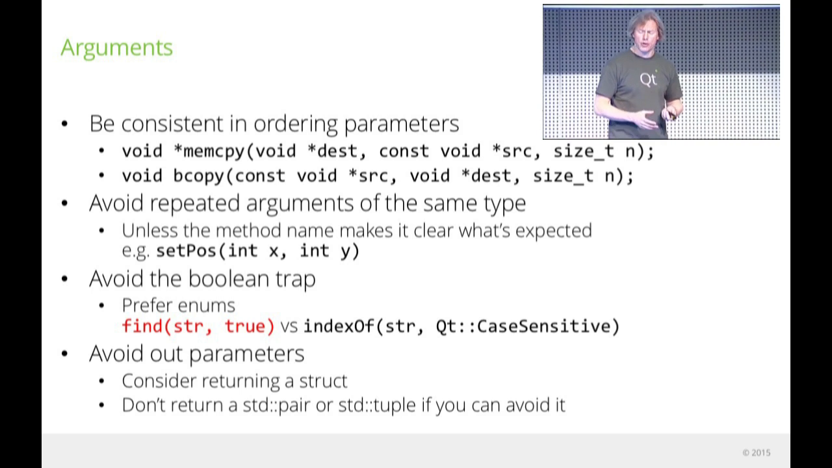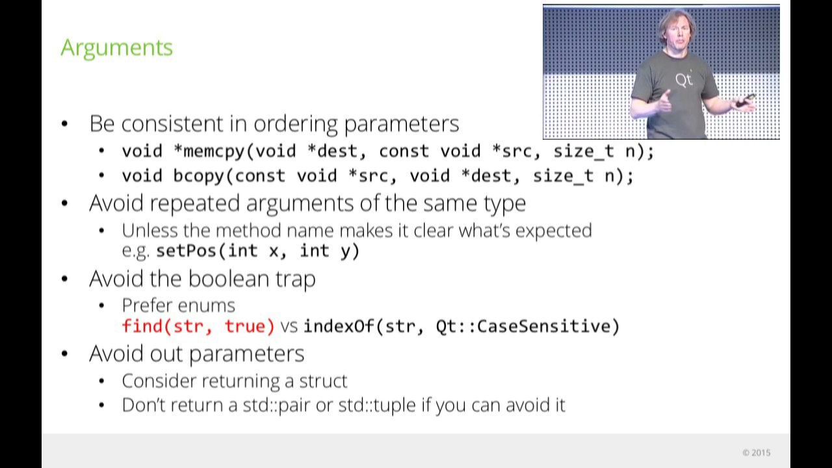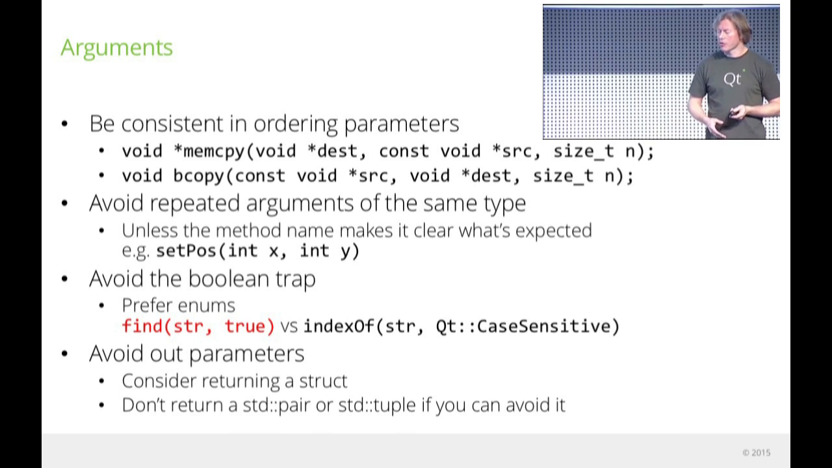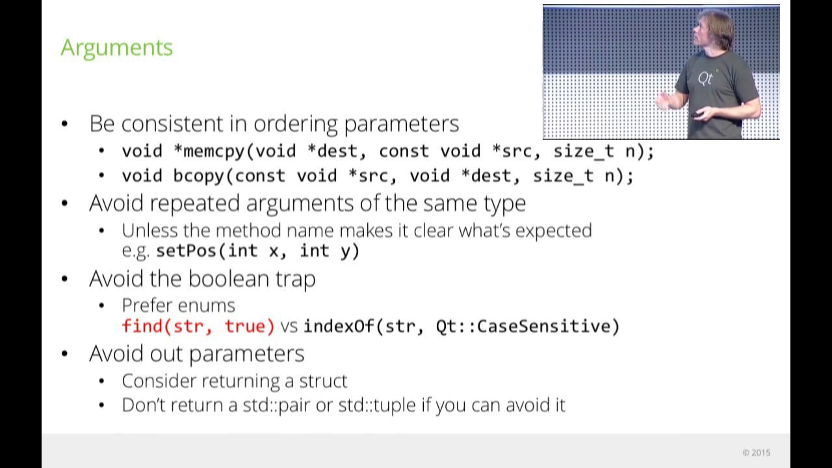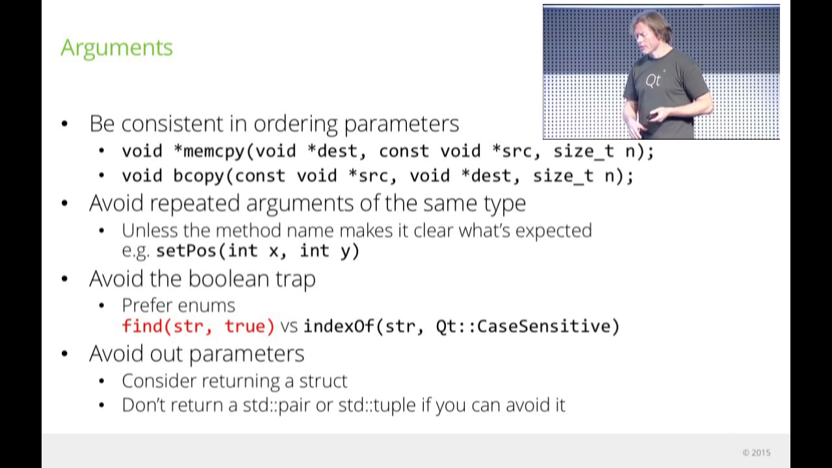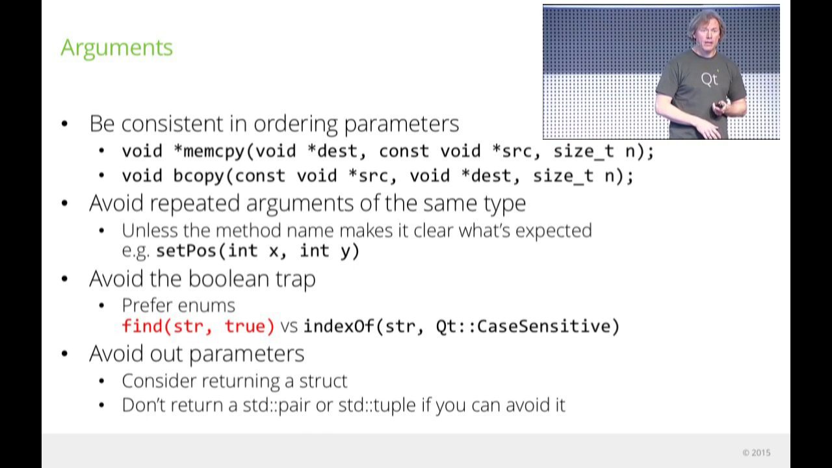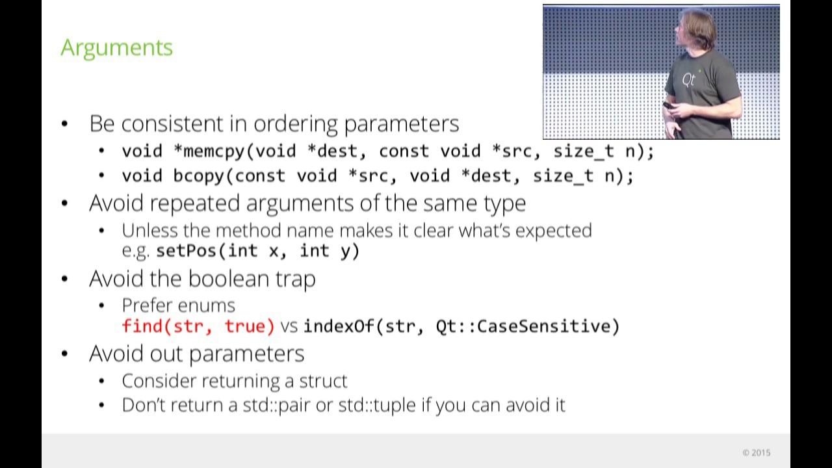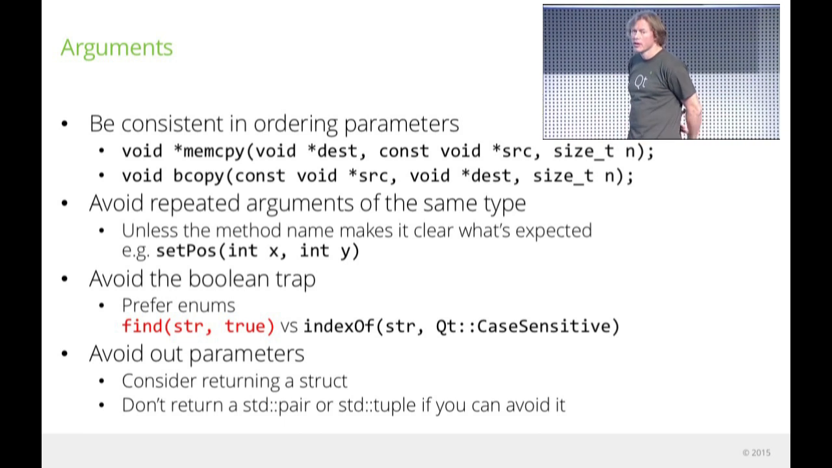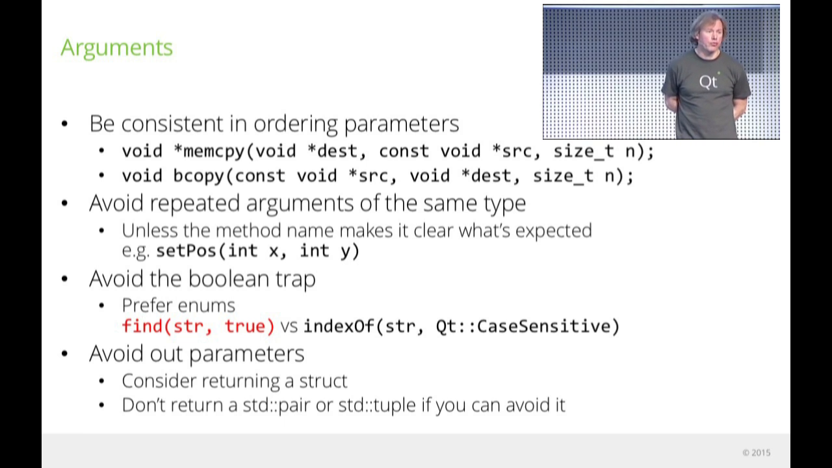Also, I think you want to avoid repeated arguments of the same type, because at some point you start wondering which one is which. Except when it's really clear, like in geometry, where X comes before Y, which is relatively easy to remember. And I had that Boolean trap example earlier; avoid that one. Prefer enums instead of passing Boolean arguments into the function, because people will never know later on what they do.